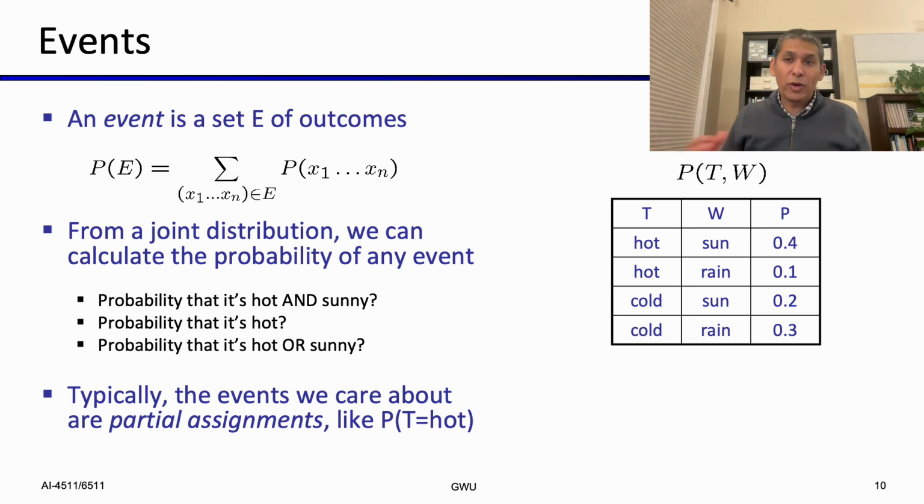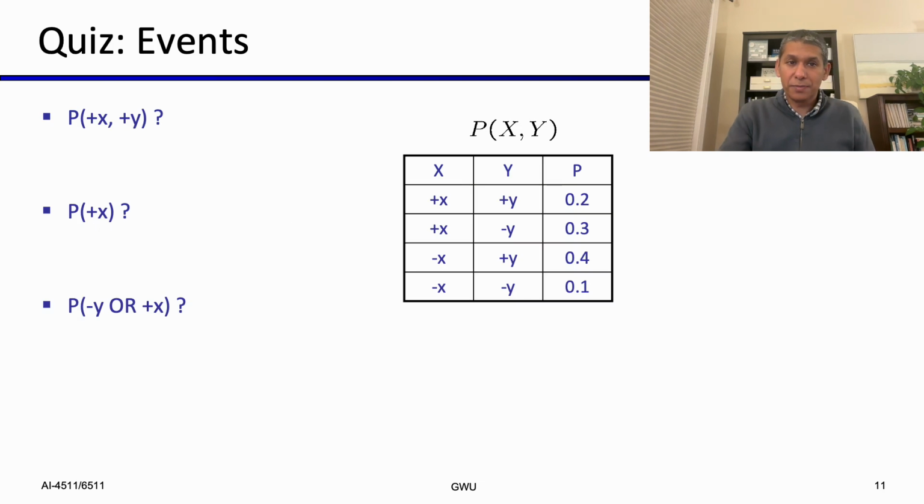So typically, the events that we care about are partial assignments. That means when a business question comes, the question does not usually ask us about a joint distribution. It usually asks us about a partial assignment, a marginal distribution. But what we have covered here gives us a solid start to be able to do those things.